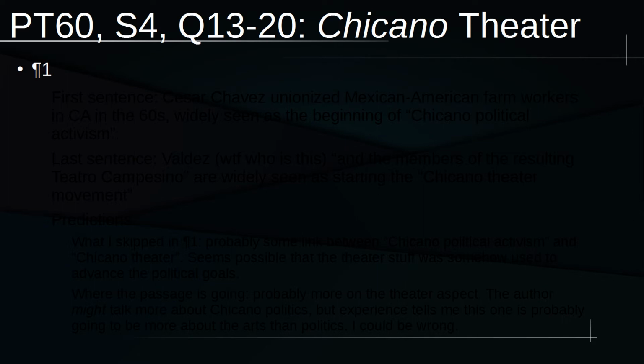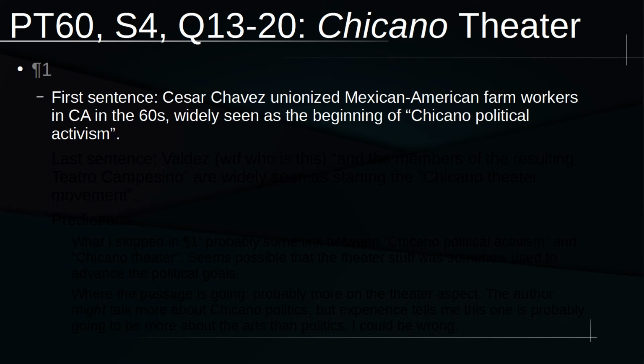We're going to start right up with paragraph 1. So first sentence, someone named Cesar Chavez unionized Mexican-American farm workers in California back in the 60s, and that's widely seen as the beginning of the Chicano political activism, whatever that is. Pretty straightforward. It's just some straight facts.